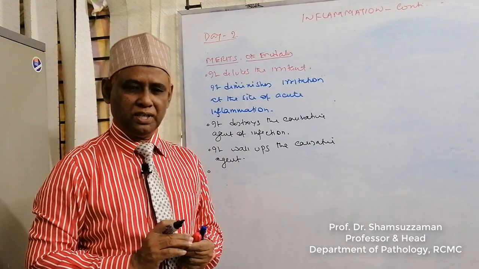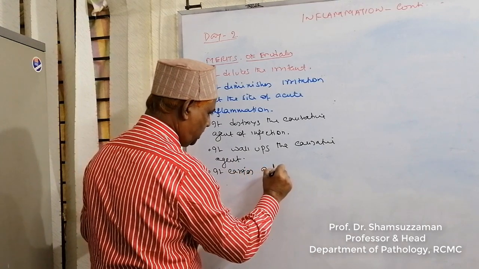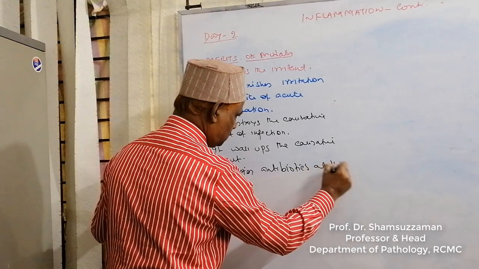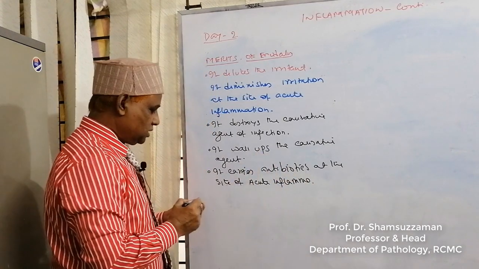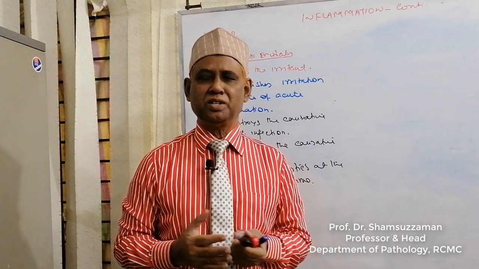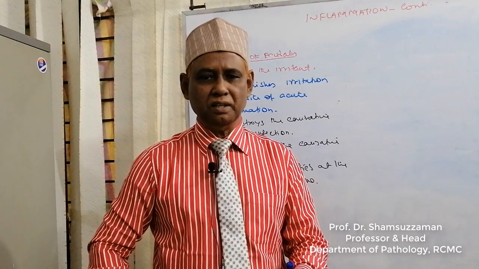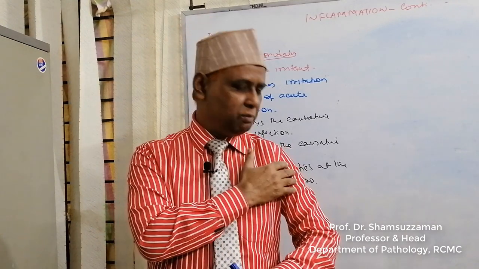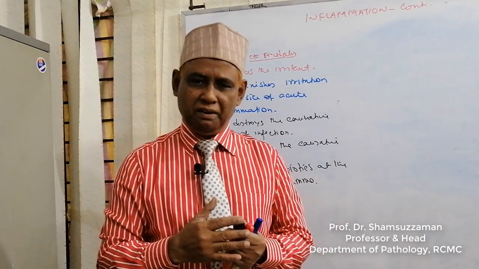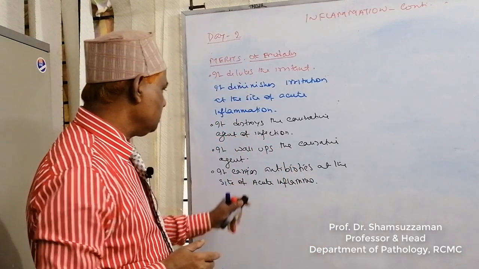Another merit, exudate carries antibodies, antibiotics at the site of acute inflammation. Dear audience, we can give an example of this. If anybody suffers from acute appendicitis, we give him or her antibiotic in injectable form, intramuscular in the deltoid muscle. How does this antibiotic from the deltoid muscle enter the site of acute inflammation in the appendix? This antibiotic is absorbed by blood and the blood carries it to the site of acute inflammation, that is the appendix, in case of appendicitis. So it carries antibiotics at the site of acute inflammation.